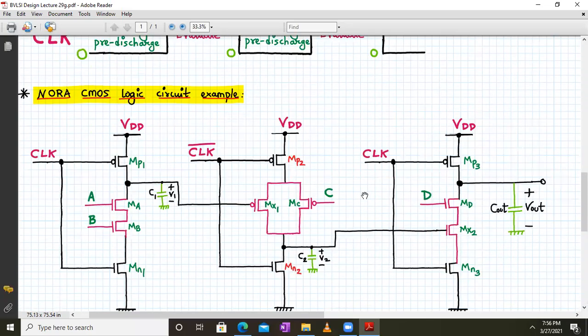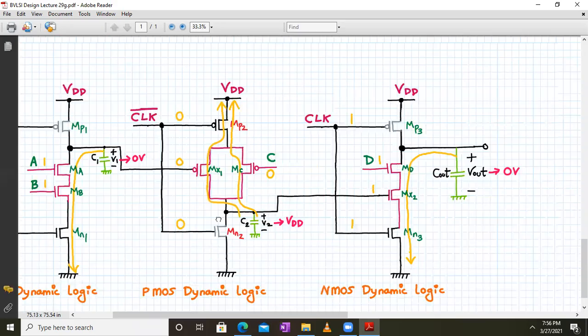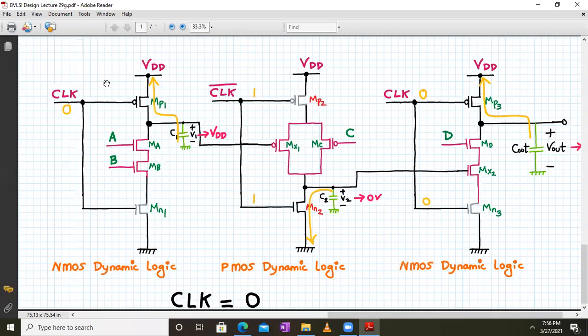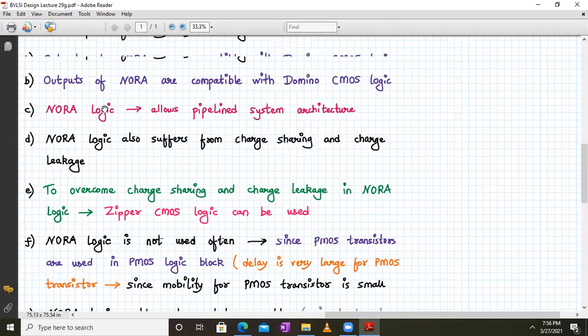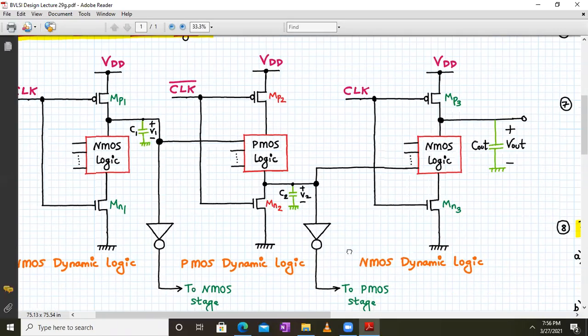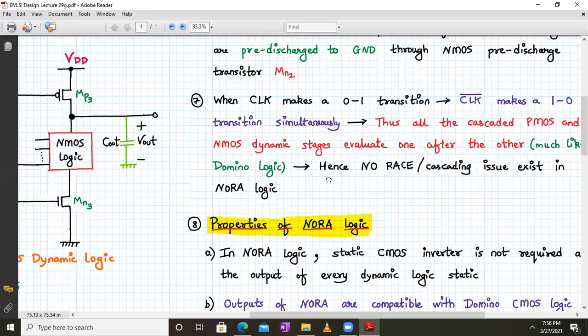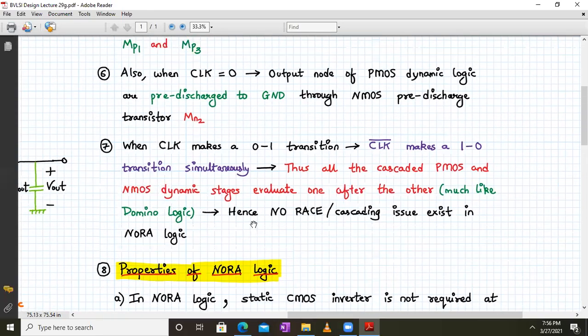So whenever they ask this topic for 10 marks, you can explain the case when the clock is equal to 0, the clock is equal to 1, and all those cases we can explain. And here it solves the cascading problem of your dynamic CMOS logic.